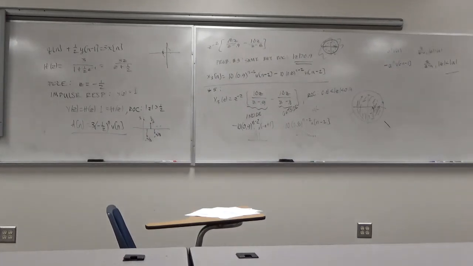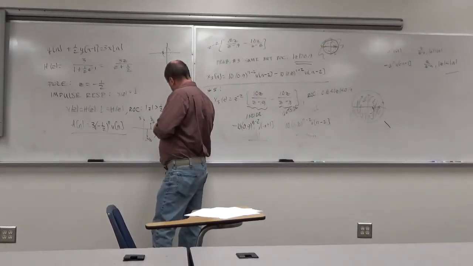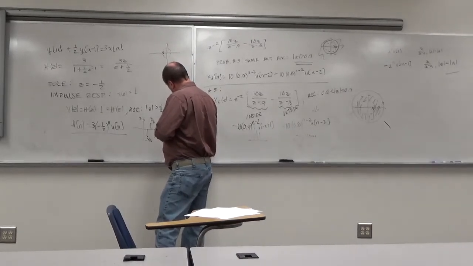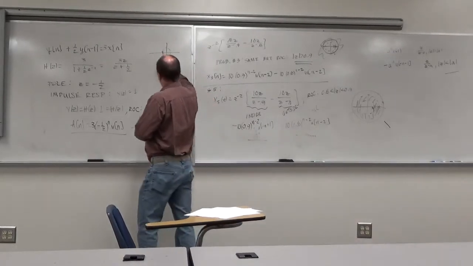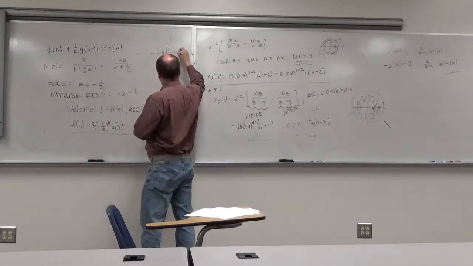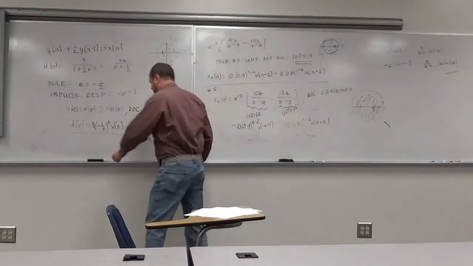What else about it? Where does it start? 0. And what does that mean? This system is causal. Okay? Stable and causal. Well, that ROC is out here, and the unit circle is there, and that's a good thing, right? And infinity is out there.